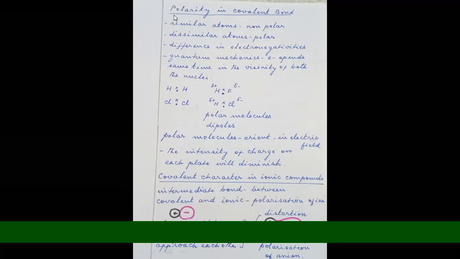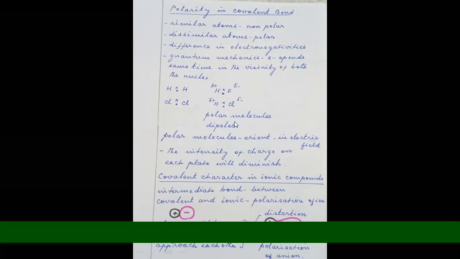Suppose you are having two electrical plates and you are passing electricity, and these molecules are kept in between. Means what will happen? The negative side of the molecule will try to turn towards the positively charged plate, and the positive part of the molecule will turn towards the negative plate. So what will happen? They will get orientation. They will change their orientation.